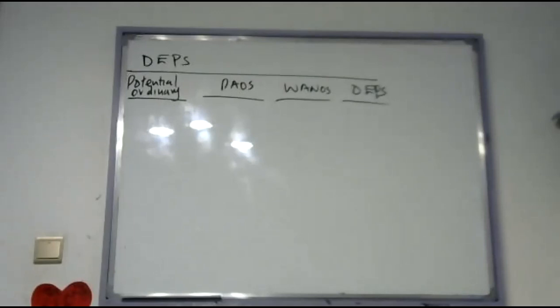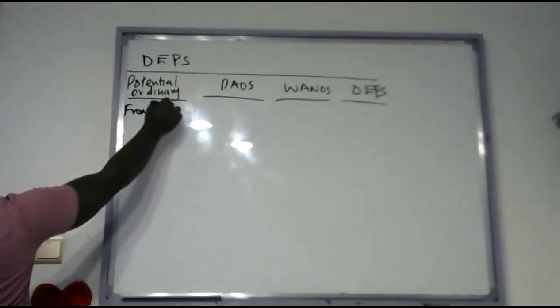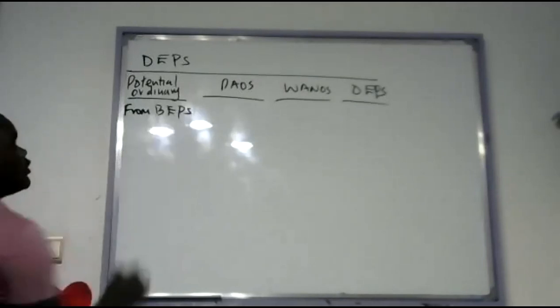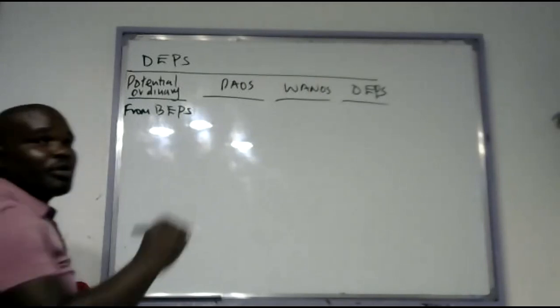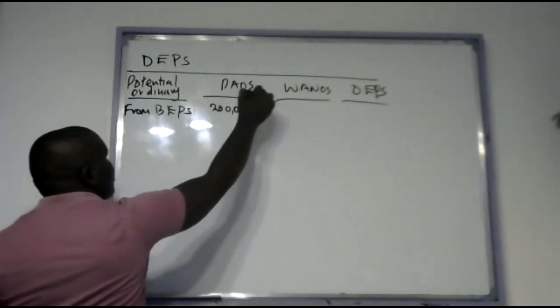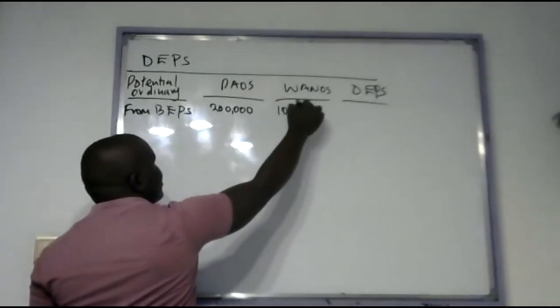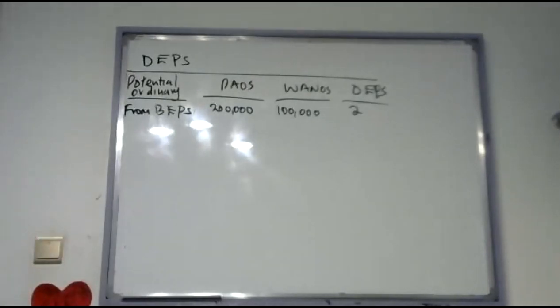I hope you're there. So you start from basic EPS. From basic EPS, you remember profit was 200. The ordinary shares I remember was 100. This one gave us shillings 2 per share.